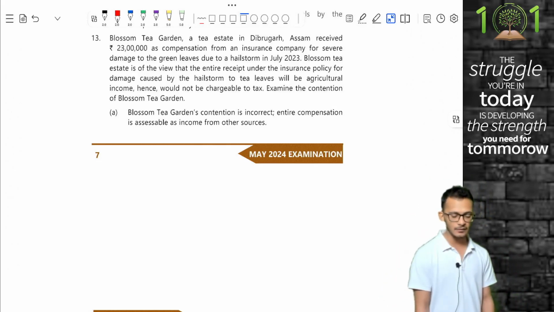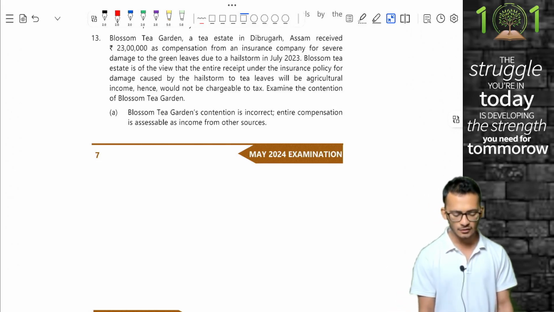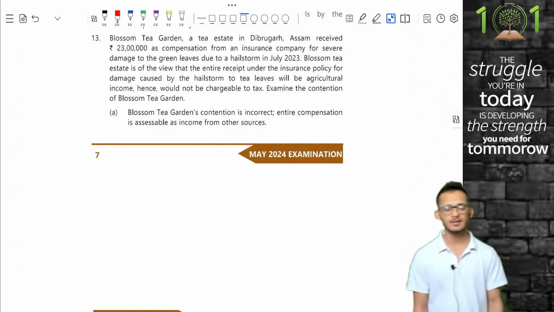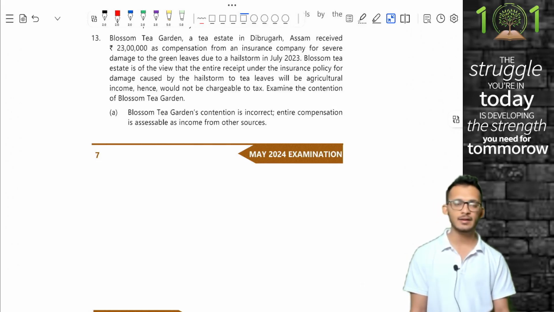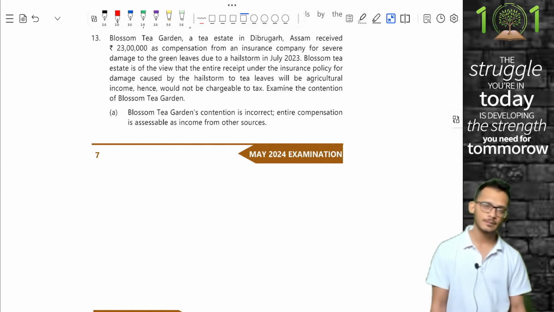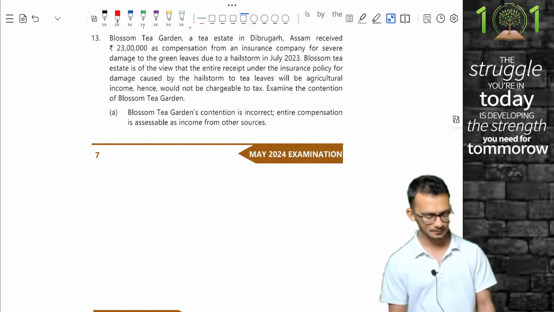Blossom Tea Estate is of the view that the entire receipt under the insurance policy for damage caused by the hailstorm to tea leaves will be agriculture income and hence would not be chargeable to tax. Examine the contentions. The person is coming and saying the 23 lakhs which has come to me is an agriculture income to me and therefore I don't want to pay any tax on this. What are your views?